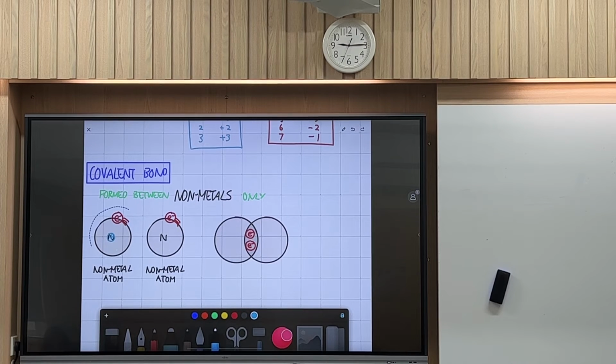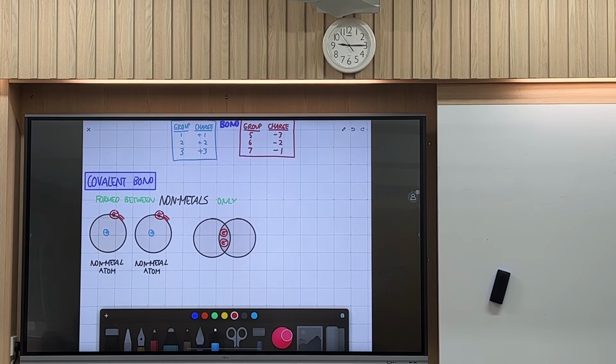I think it's best that I draw a new diagram on that. At the center, we have the nucleus. Maybe I'll just draw one proton here to keep it simple, and then one electron moving in orbit. This is what a non-metal atom looks like. Here's another non-metal atom. What happens when they form a covalent bond? They will share some electrons in between them.